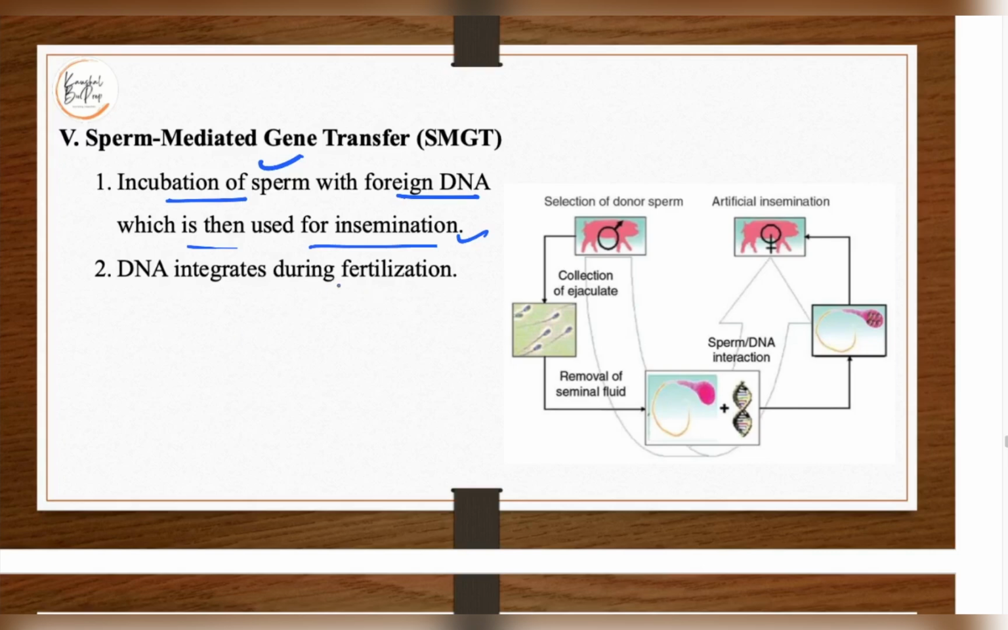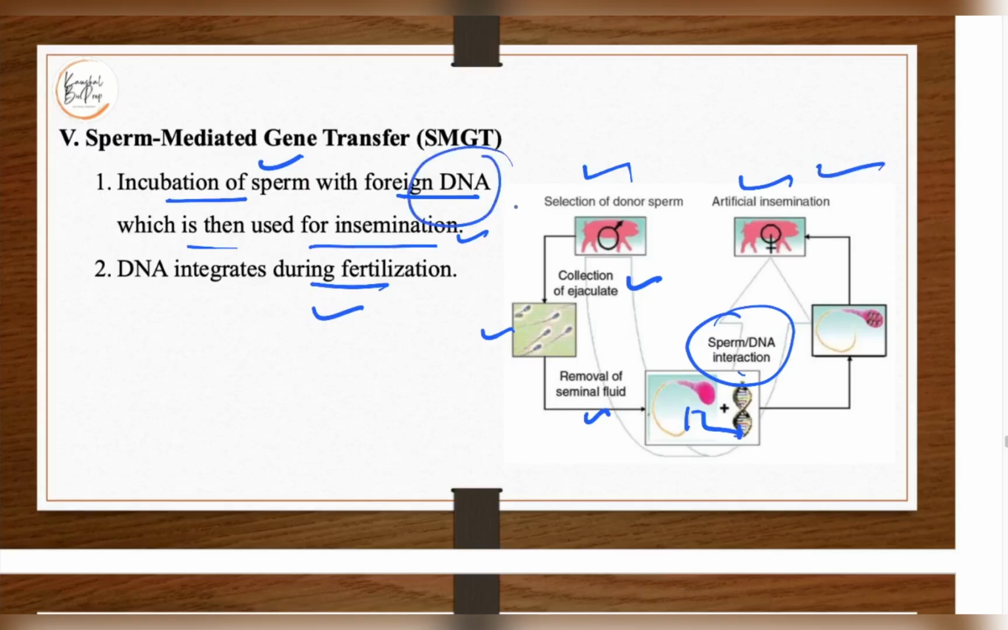So DNA integration during fertilization occurs. This is the donor sperm. Artificial insemination is done, so what do they do? This is the collection of the sperm. The ejaculate contains the sperm. Then the semen fluid is removed. Then sperm and DNA interact, because the sperm is kept in the presence of the foreign DNA. The sperm will take up the DNA, and then artificial insemination is done, and the particular foreign DNA will express, right?